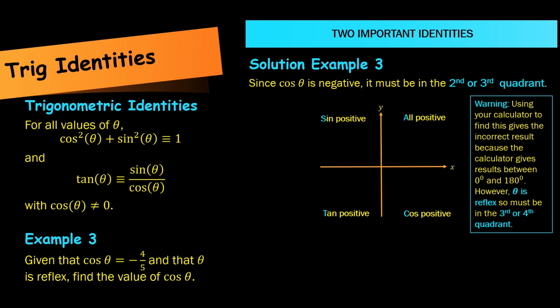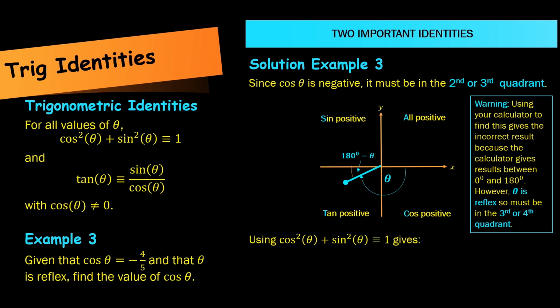Now in the first part of the solution to example 3, we stated that because cos is negative, it must be in the second or third quadrant. However, we've also been told as part of the example statement that theta is reflex, and therefore it must be in the third or fourth quadrant. So therefore we can conclude that theta is actually in the third quadrant, because this is where both these conclusions overlap, as shown. And of course the little angle is 180 degrees minus theta.